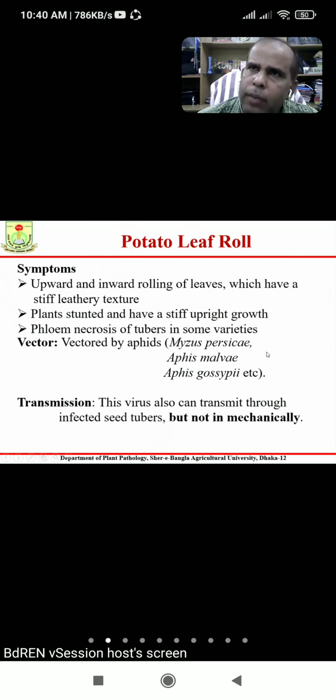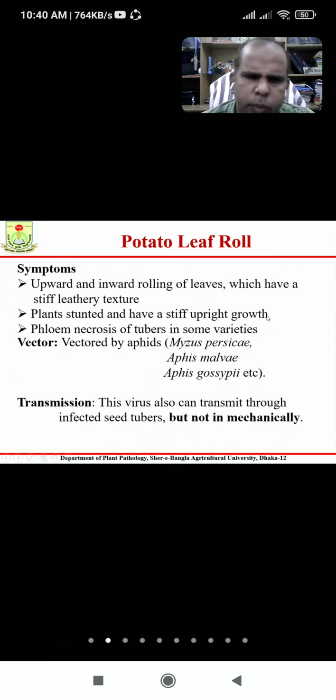Different types of species of the aphid, Myzus persicae, Aphis malvae, Aphis gossypii, different types of species. I think you have an idea from the entomology study. So different types of aphid species can transmit the plant viruses. Here the potato leaf roll virus can be transmitted by the aphids and also the infected tuber can transmit the plant virus, but not mechanically. So the potato leaf roll virus can be transmitted through the insect vector as well as the infected tuber, but never mechanically.